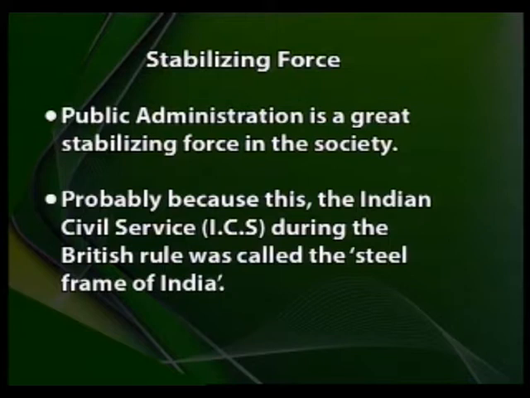Probably because of this, the Indian Civil Service during the British rule was called the steel frame of India. Yes, the British started the Indian Civil Service. Later we changed the name to All India Services. Instead of ICS, it went for All India Services. We are calling it IAS, Indian Administrative Service.